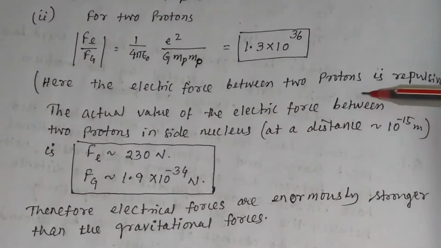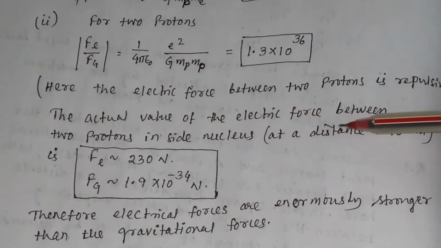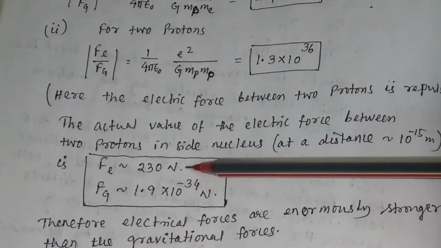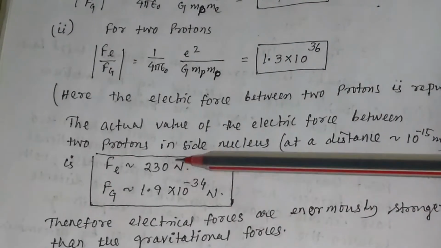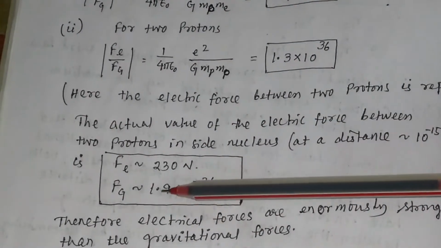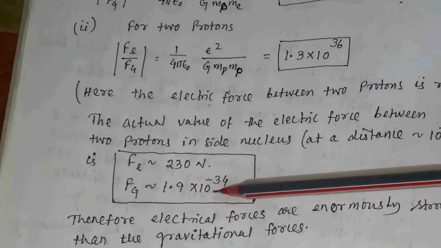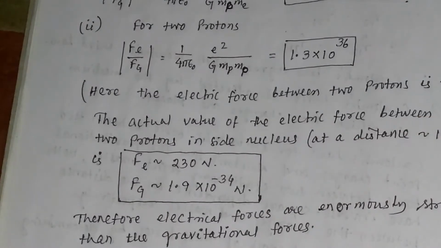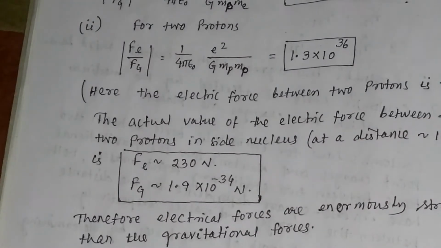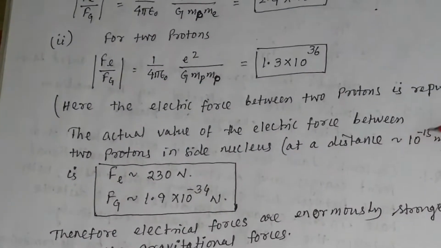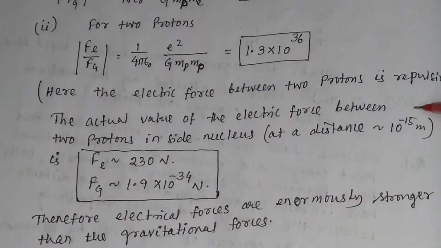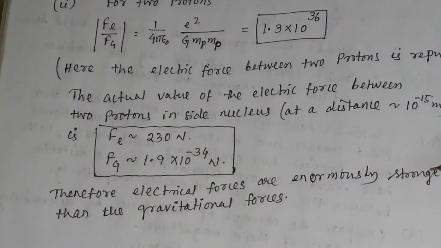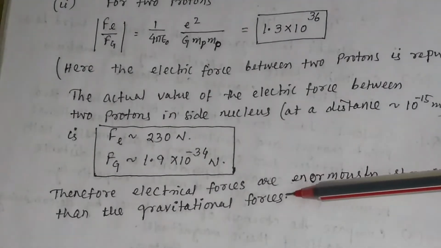The actual value of electric force between two protons inside the nucleus is about 230 Newton, and the gravitational force between the two protons inside the nucleus is equal to 1.9 × 10^-34 Newton. Inside the nucleus, the protons are placed at a separation of 10^-15 meter. Therefore, the electrical force is enormously stronger than the gravitational force.